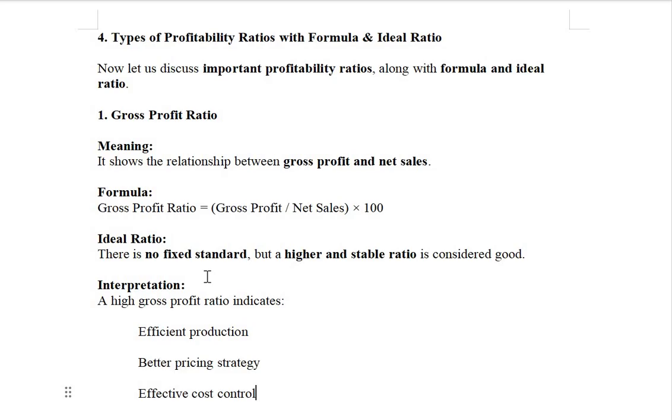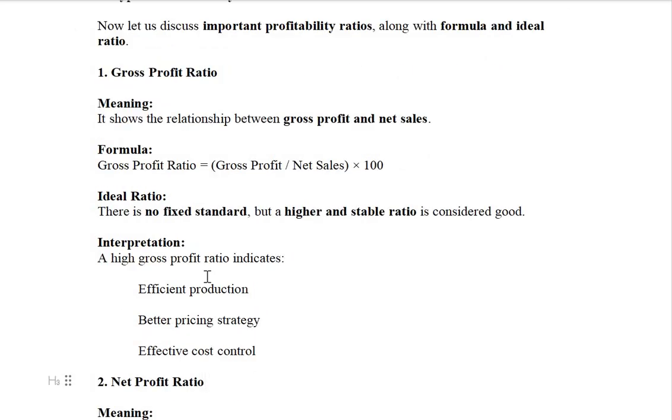The first profit ratio we are going to discuss is the gross profit ratio. What do I mean by the term gross profit ratio? It always shows the relationship between the gross profit and the net sales. Gross profit can be derived by using a formula: opening stock plus purchases plus all direct expenses minus closing stock. By using this, we can find out what is gross profit. Net sales refers to the sales minus the sales return or return inward. So by using these two variables, we can compute the gross profit ratio.